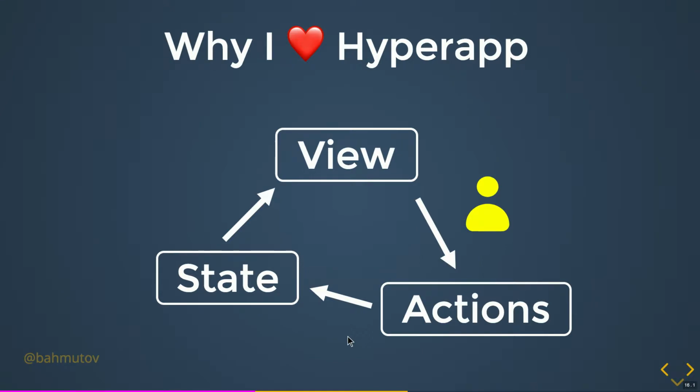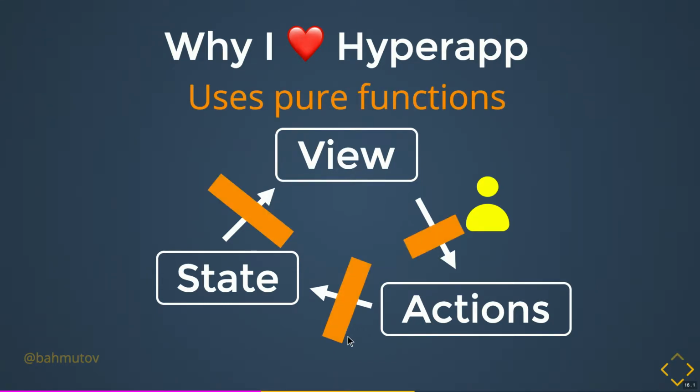And it becomes a circle. So the state, when it changes, triggers view update. The view function runs, uses the current state, generates a virtual model with actions. User looks at this, triggers actions, they change the state, and the thing continues. And each part of this thing is completely separate.